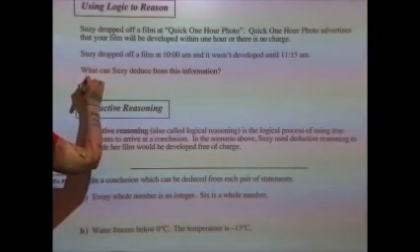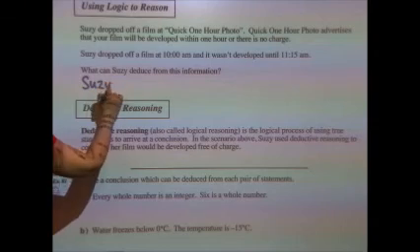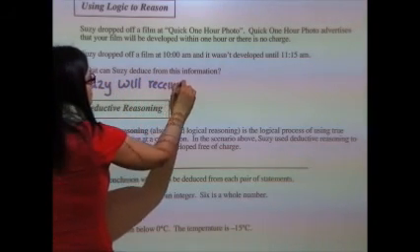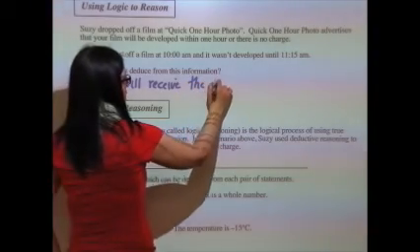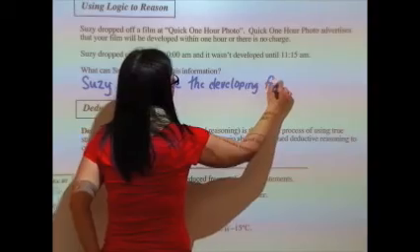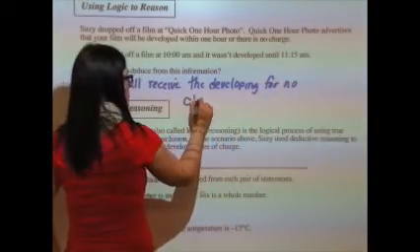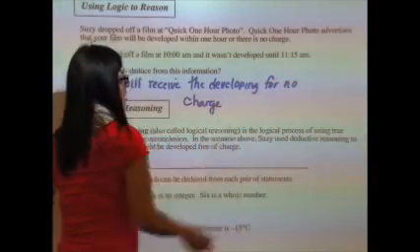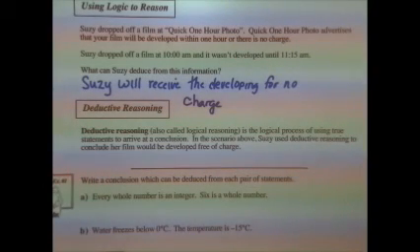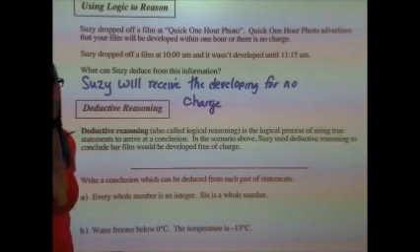The conclusion is that Susie will receive the developing for no charge. Because it took more than an hour to develop her film, you can make the deduction that she will not have to pay for it.